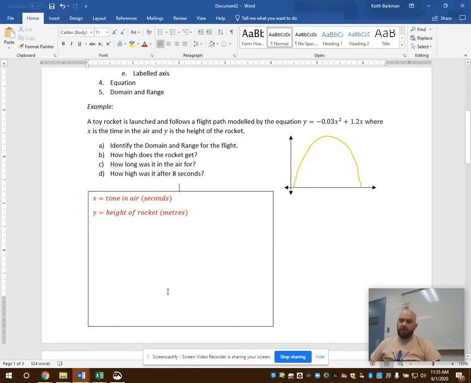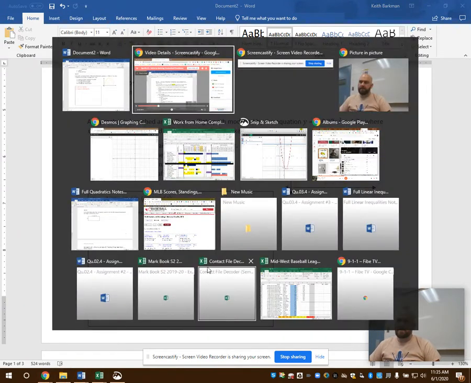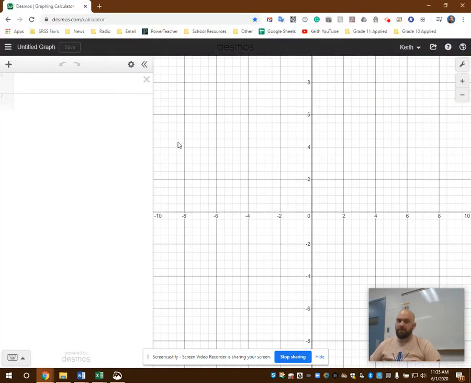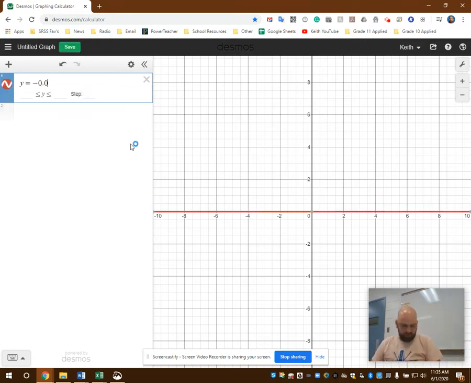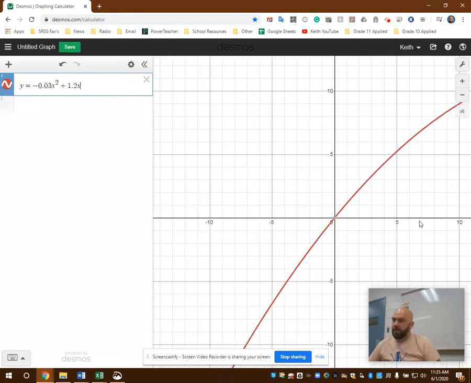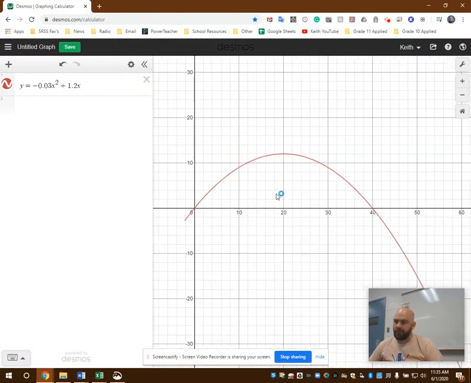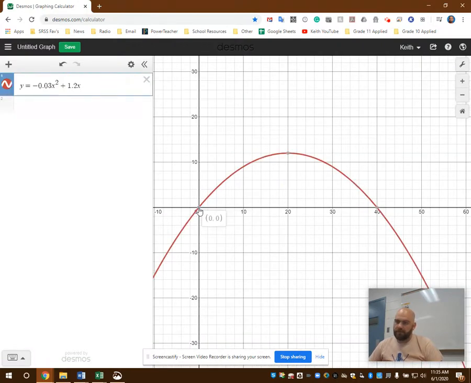Now let's graph this out here. I'm going to pull up Desmos. Too many tabs going on there. Okay, I'm going to pull up Desmos here, and I'm going to type in this equation. So we have y is equal to negative 0.03x squared plus 1.2x. All right, and let's zoom out so we can see it here. Here are the x-intercepts, the y-intercept, and there's my vertex.